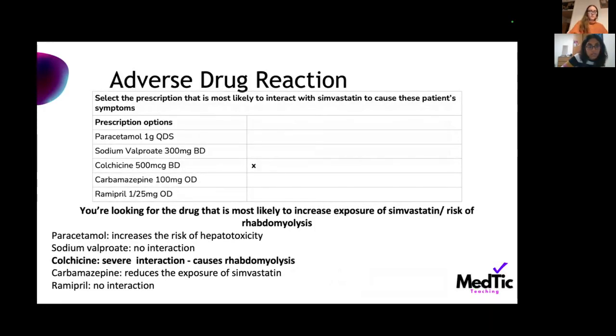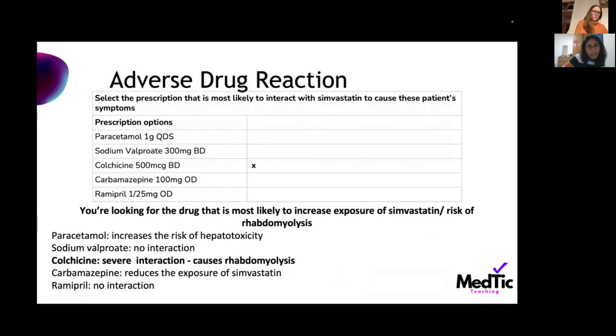So when you typed in paracetamol, you would have seen that there is an increased risk of hepatotoxicity. So you could maybe at that point think that the answer potentially might be paracetamol if nothing else gives you a correct answer. With sodium valproate, there was no interaction. When you typed in colchicine, it would have shown a severe interaction that causes rhabdomyolysis. Carbamazepine does the opposite of what you want, so it would have reduced the exposure of simvastatin, and ramipril wouldn't have been an interaction at all.